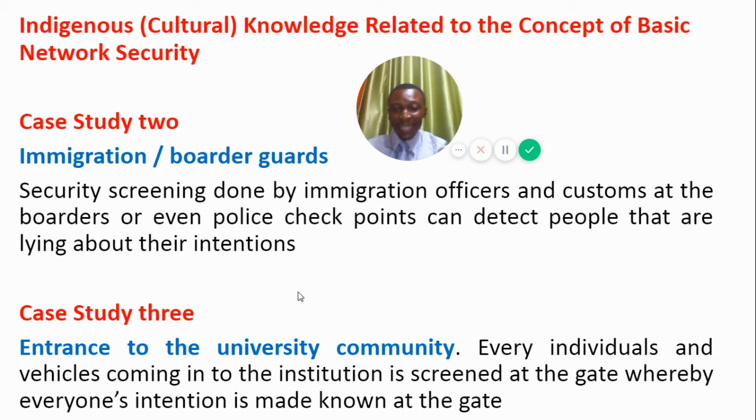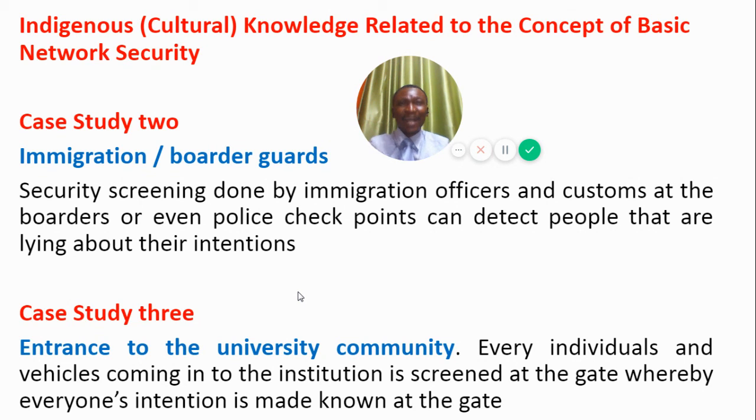The third case study is the entrance to the university community. Every individual and vehicle coming into the institution is screened at the gate, whereby everyone's intention is made known at the gate. For example, they will ask you, good afternoon, sir. You answer, yes, sir. Excuse me, where are you trying to go? You tell them you are going to the Faculty of Education. They might give you a blue plastic card to move in. That's your pass, that's your password, that's your authentication. Because when you are coming back and you don't have that pass, you won't be allowed out. It means you must have passed through the back gate into the school and stolen someone's vehicle.